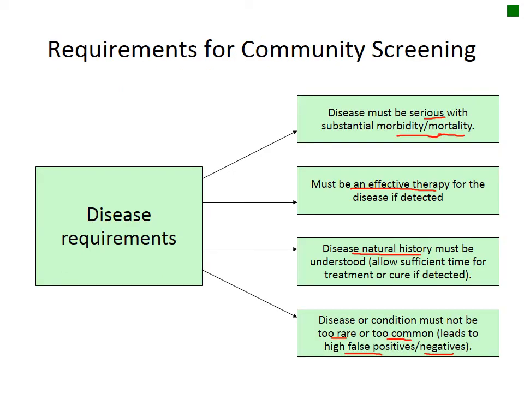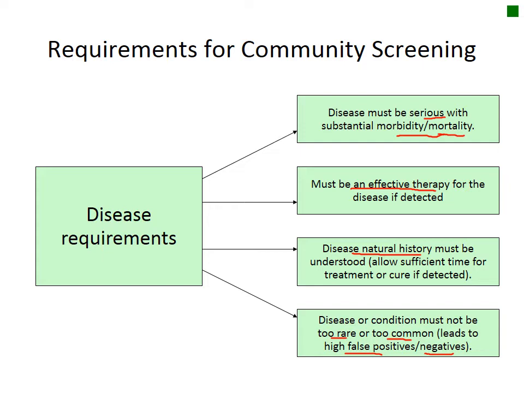When you talk about what the disease should have so that community screenings should be implemented, you want to make sure that the disease is serious enough that it might cause some or quite a bit of morbidity and mortality. It's going to cause a decrease in the quality of life, and obviously it could be deadly.